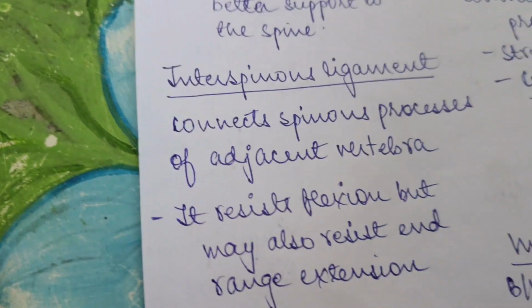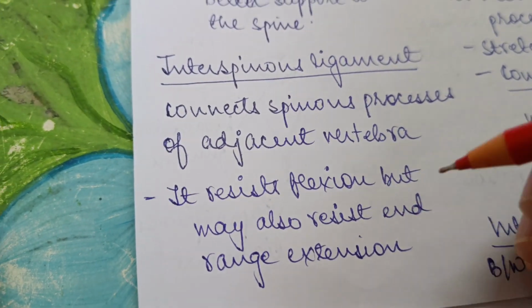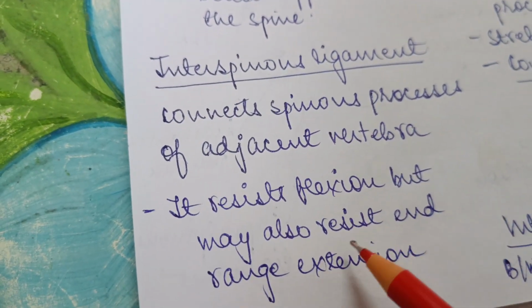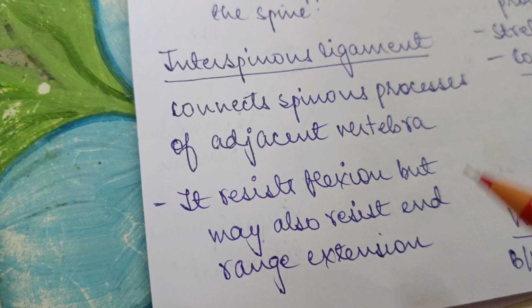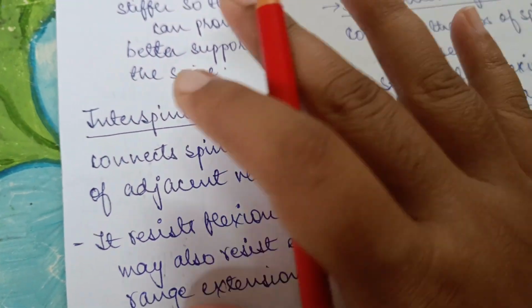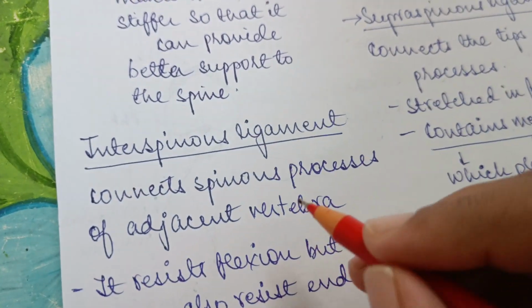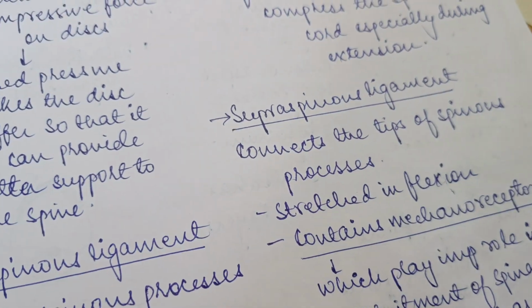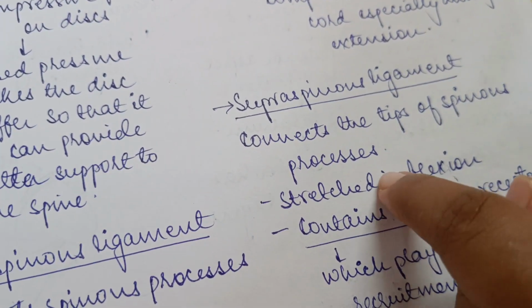Another ligament is the interspinous ligament, which connects the spinous processes of the adjacent vertebra. It resists flexion, but it may also resist end range extension. On the basis of location, you can easily write down the function of that ligament. Another is the supraspinous ligament. It connects the tips of the spinous processes and it's stretched in flexion.